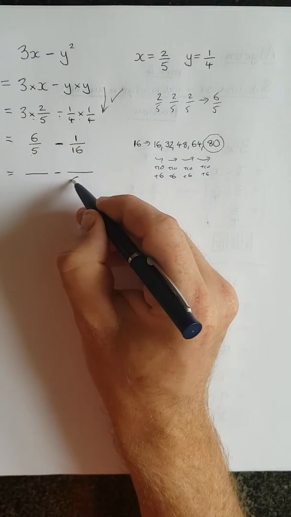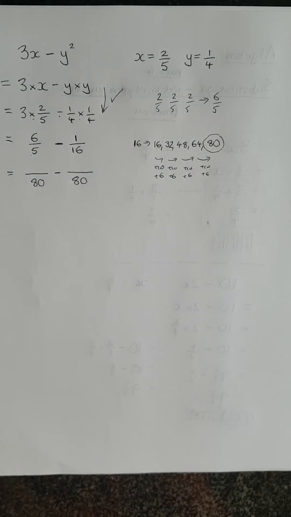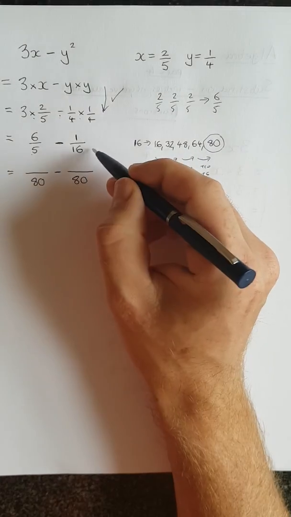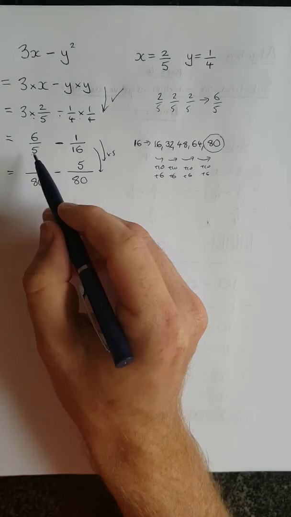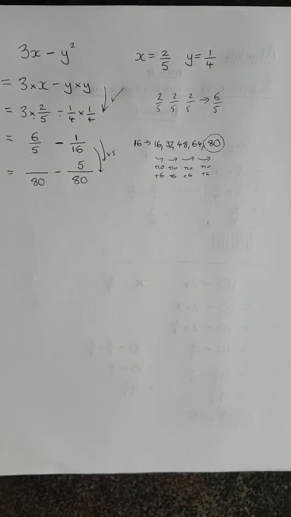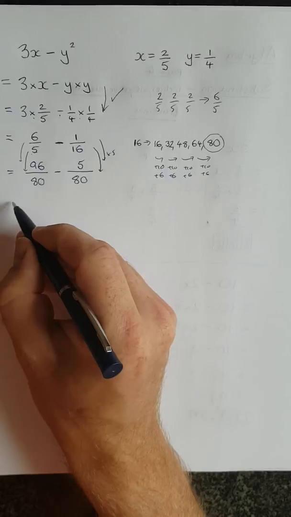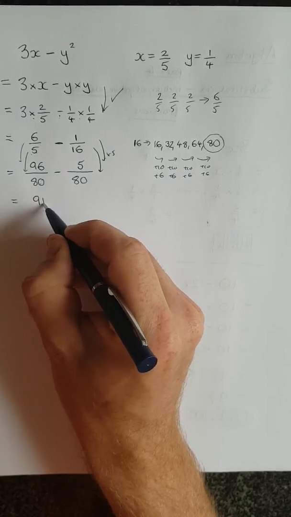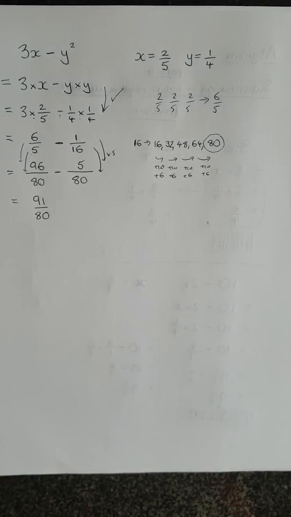And bingo, 80. 1, 2, 3, 4, 5. So both parts here are multiplied by 5. This is times by 16. So both parts are multiplied by 16. Practicing your number skills and getting them really well developed is crucial for this topic.